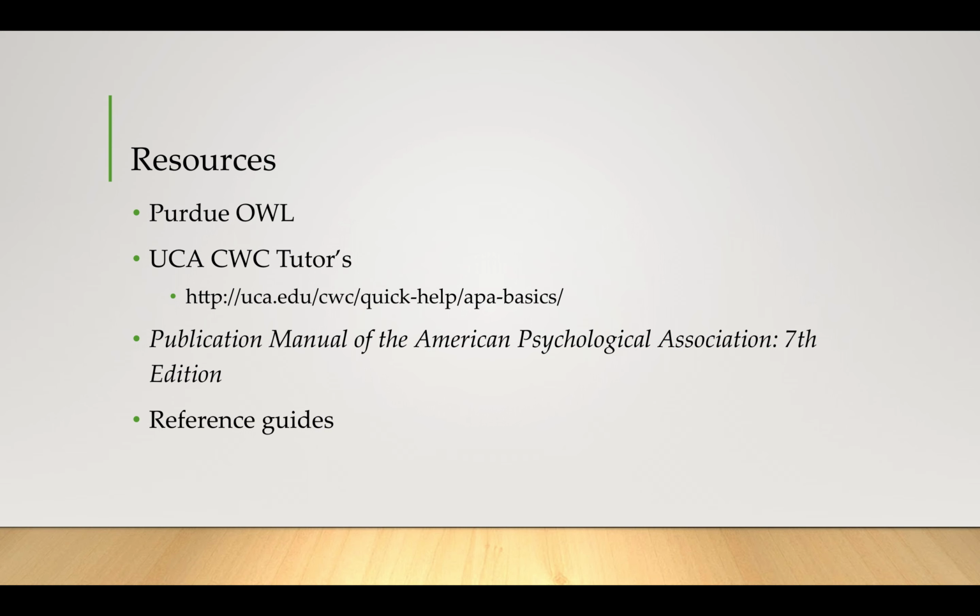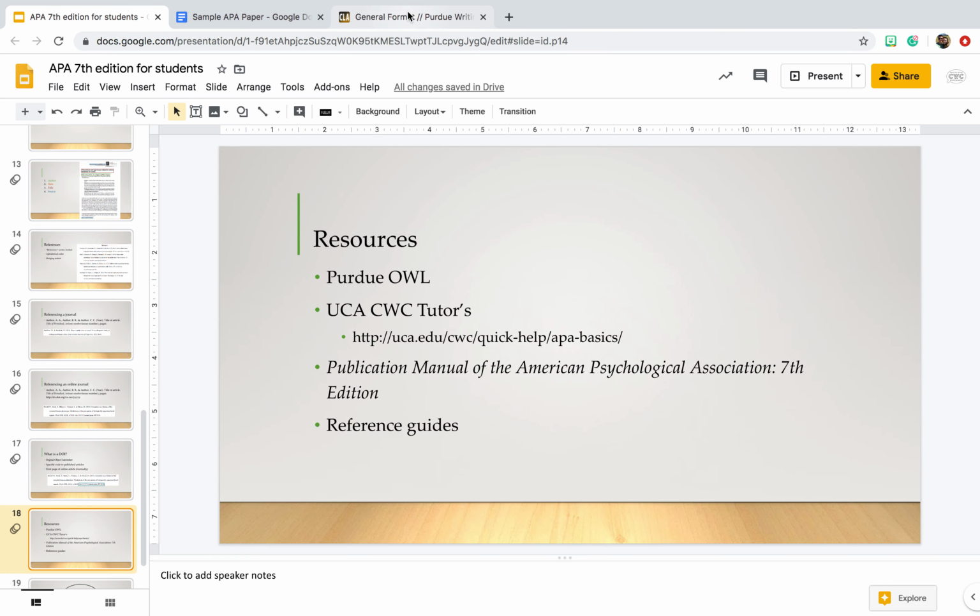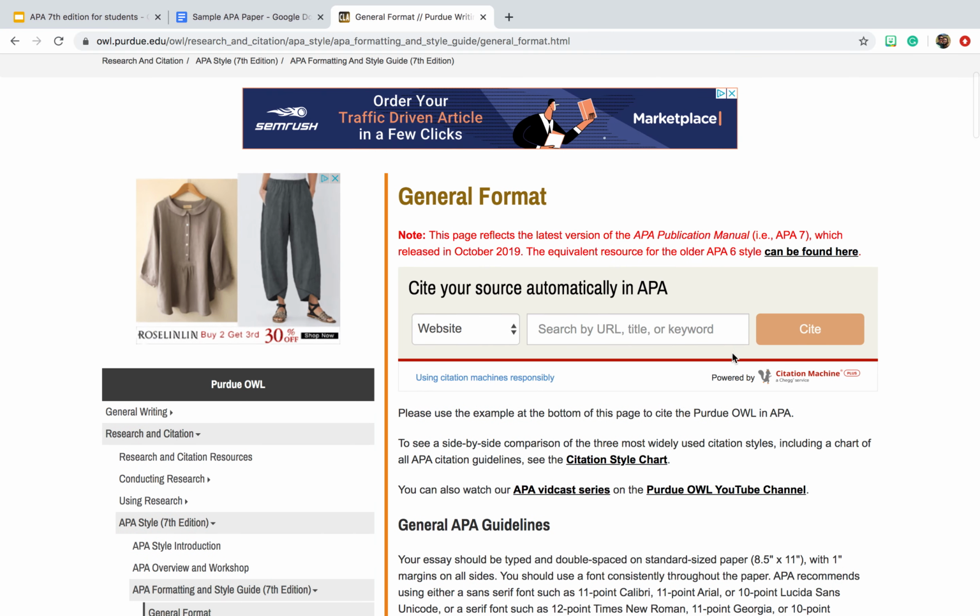Resources that you can use. After using this workshop, you can go to Purdue OWL. You can check us out at UCA-CWC. You can go old school and look at a 7th edition APA physical copy of a manual. You can go to the library. You can use other reference guides. If you do use Purdue OWL, it's very helpful.